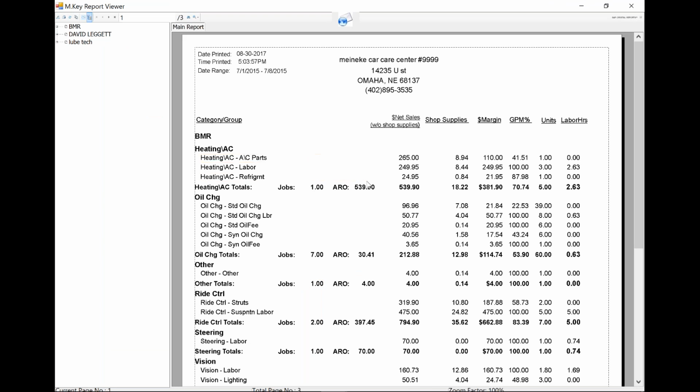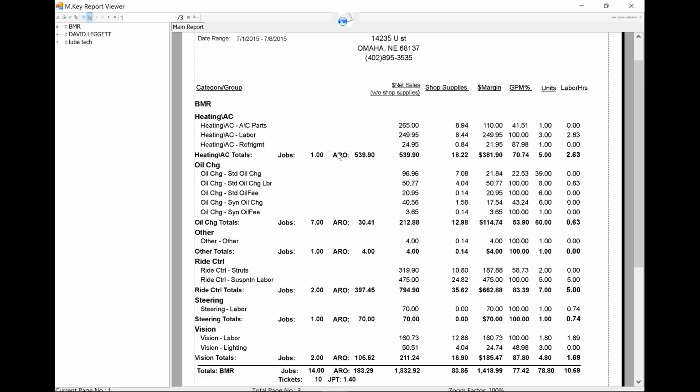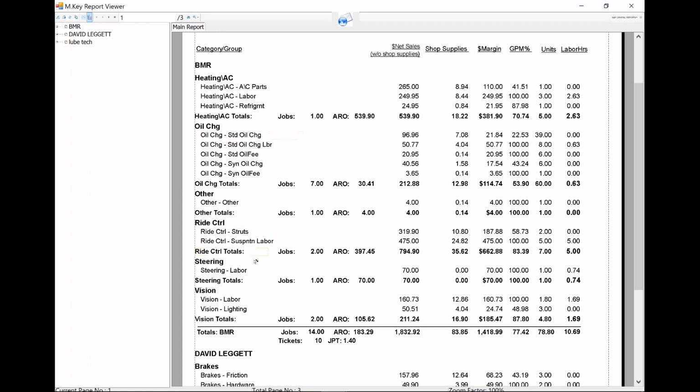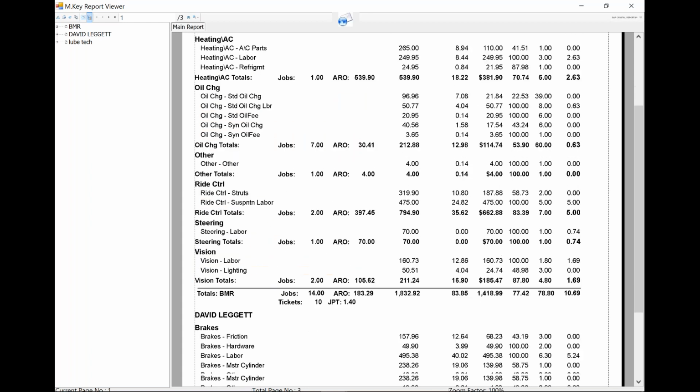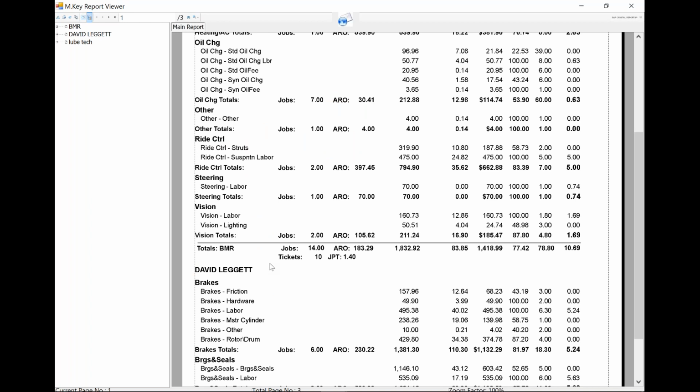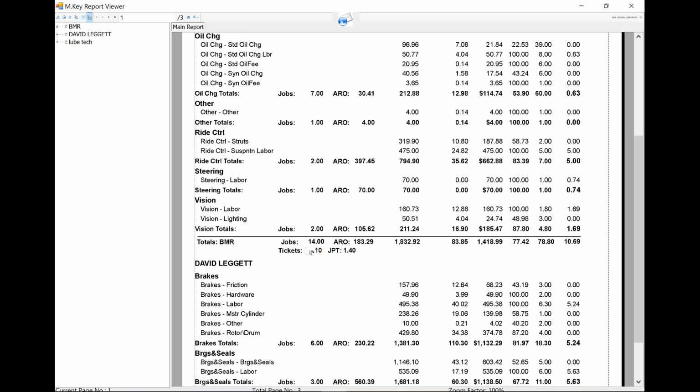What I like about this report, first off, is it divides it up by category, so you can see which categories your techs are selling and doing. The second thing it does is give you how many cars they worked on. So this is the number of tickets we cashed out. We expect every tech to do 25 minimum a week. How many jobs on those, what their jobs per ticket are, and what their ARO is.